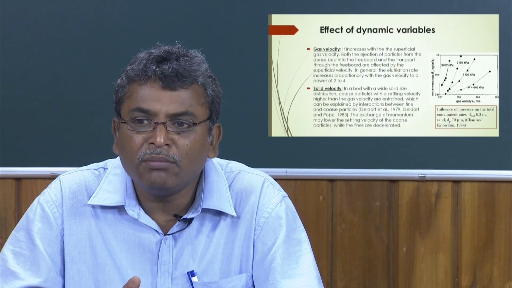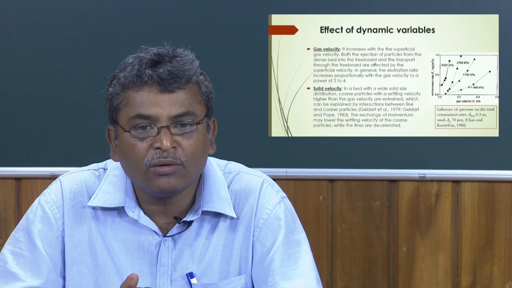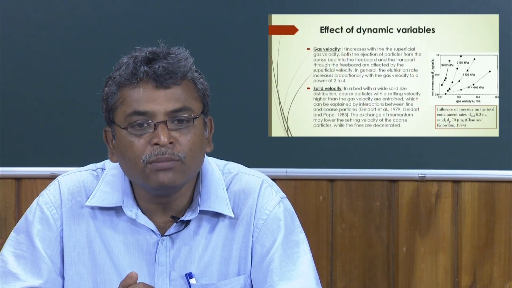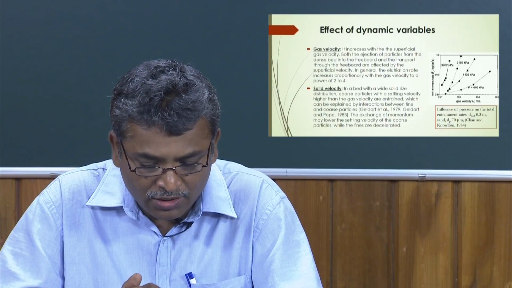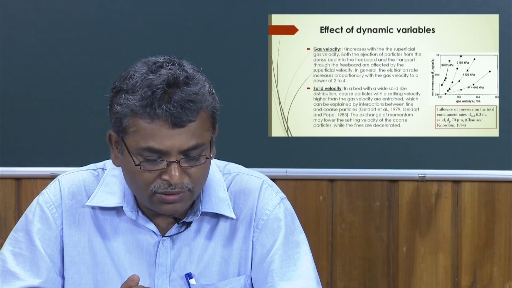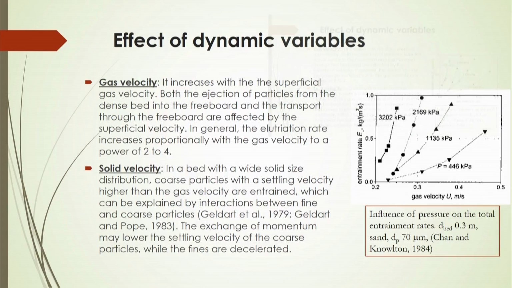Of course, there are some effects on this entrainment. What are the different variables that affect entrainment? Of course, the gas velocity is an important one, because that gives the kinetic energy supply by which solid particles are ejected from the surface of the bed by the breaking of bubbles. That is why the gas velocity is an important factor.